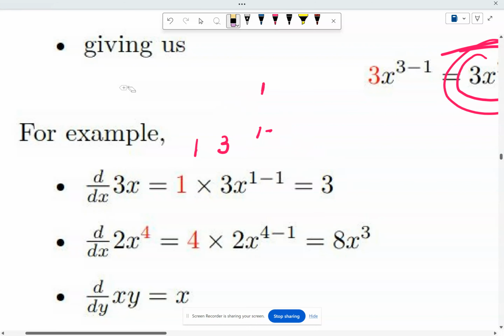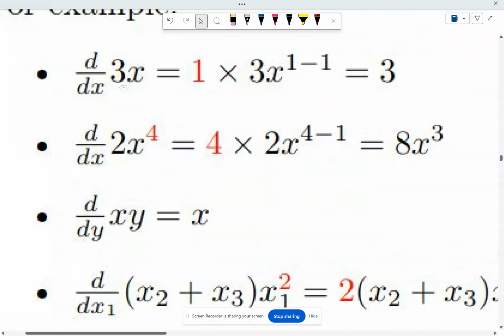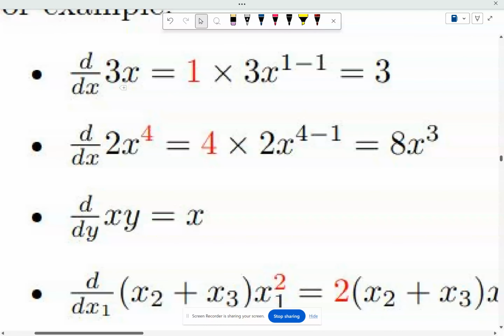Over here is a second example. We have a power of 4. So we move 4 down. So we multiply by 4. And then the power 4 is going to be subtracted by 1. So 4 times 2 is 8. And then 4 minus 1 is 3. So that's the derivative.